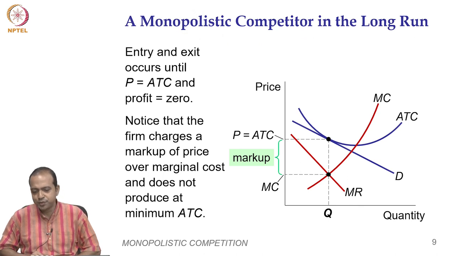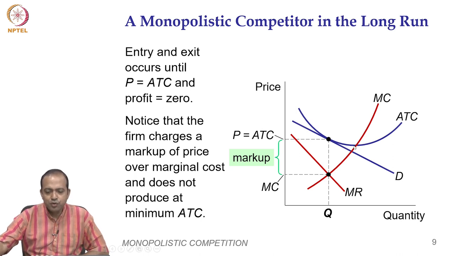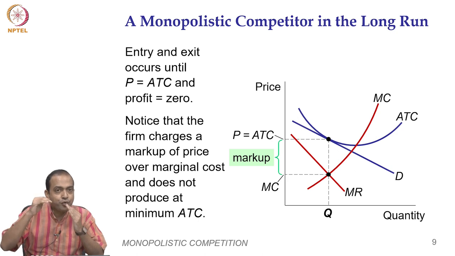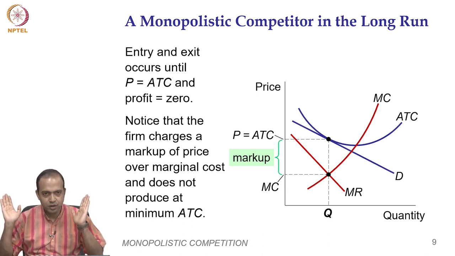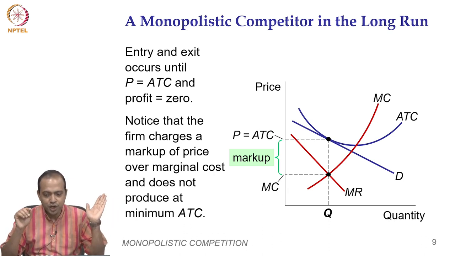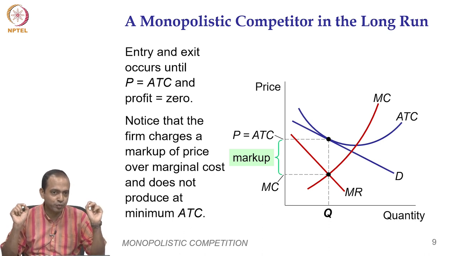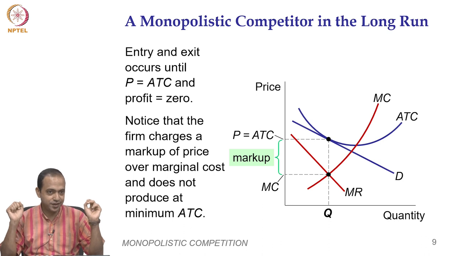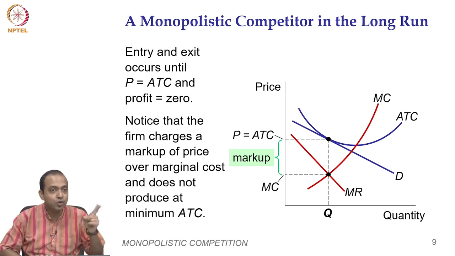I will go back to the previous diagram to explain this. Look at this, this is the minimum point of ATC and this is the equilibrium. Now, if you recall, we also said in the context of cost of production that the minimum point of the long run average cost curve is known as minimum efficient scale size. So, cost would be minimum if you produce there. But here what is happening? Equilibrium point lies to the left side of that point. So, the difference between minimum efficient scale size and the equilibrium point of a monopolistically competitive firm is known as excess capacity. That means the firm has the capacity to produce more, but the firm is not doing it.